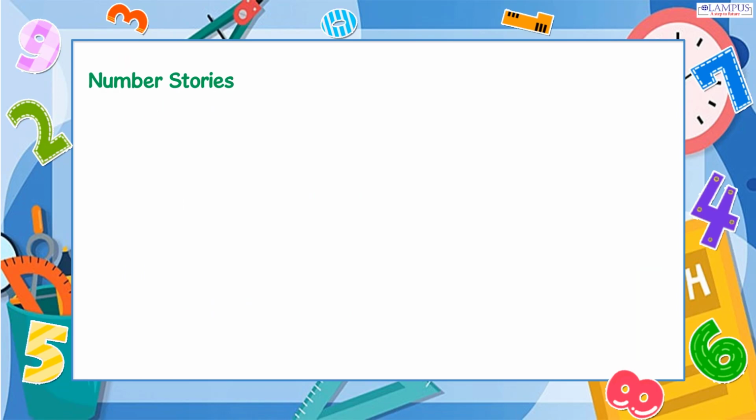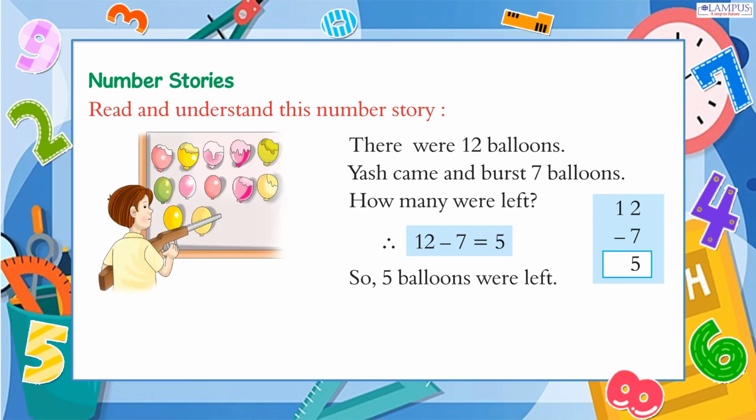Number stories. Read and understand this number story. There were 12 balloons. Yash came and burst 7 balloons. How many were left? So, 12 minus 7 equals 5. So, 5 balloons were left.